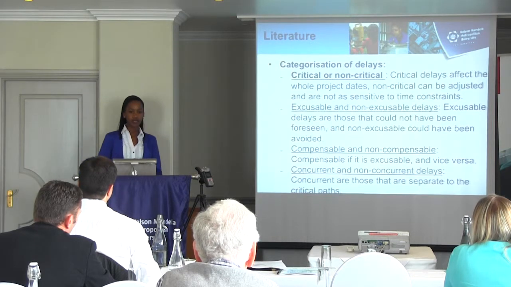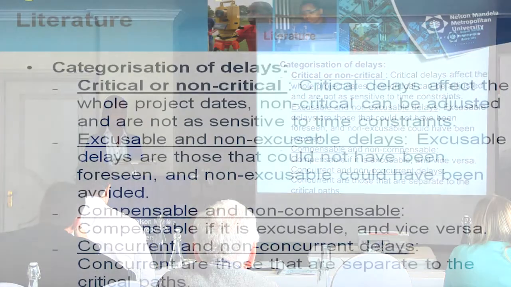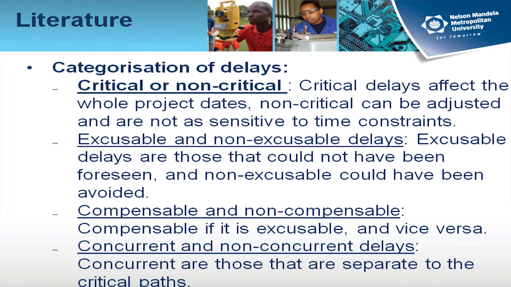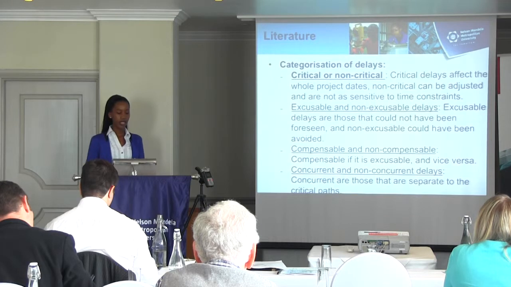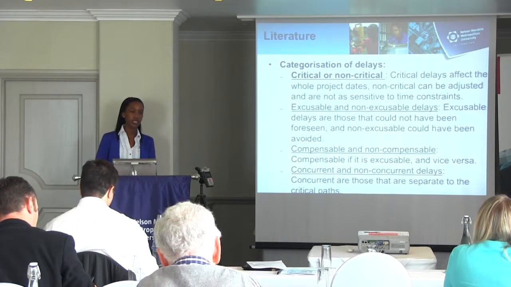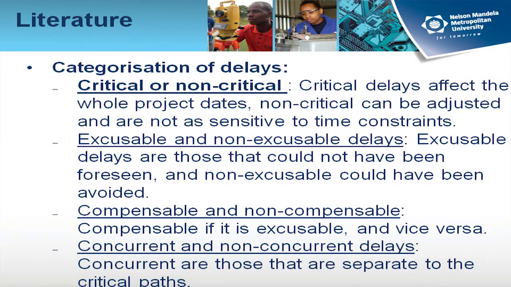There are 4 categories of delays that I mentioned. The first category, which is the most important that we're focusing on, would be the critical or non-critical delays. Now, the critical ones are the ones that would affect the project dates, that would actually make the project late, and the non-critical ones are the minor ones that can be sorted out quickly. The second category we have are the excusable and non-excusable delays. Now, the excusable delays are the ones that could not have been foreseen before the project or during the early stages of the project. And the non-excusable ones are those that could have been foreseen.